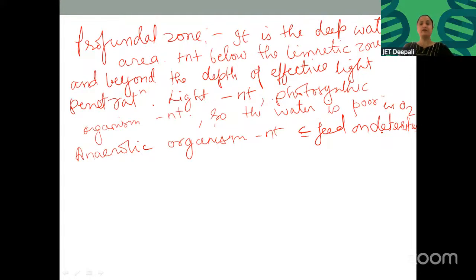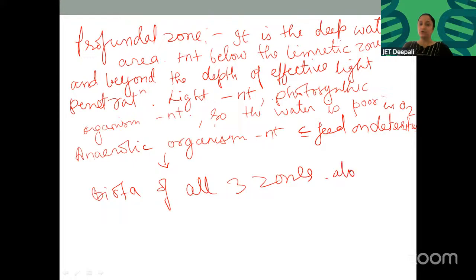And then, last, you have to write the biota of the profundal zone. So what else do you have to include in it? The biota of all three zones. You will include this on your own because this is a very long question. You cannot cover it in one class. I'm telling you what you have to write in there: the biota of all three zones along with examples. What are the examples present in all those three zones?